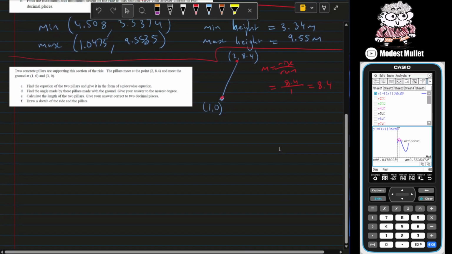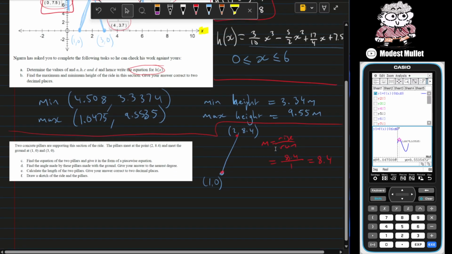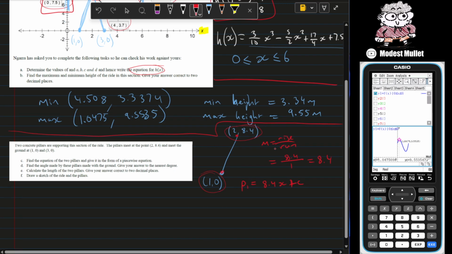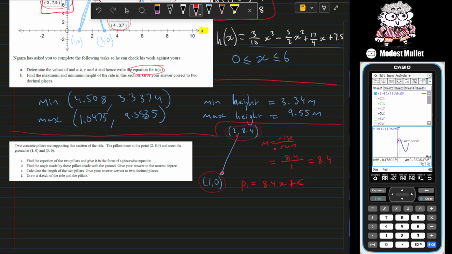Nice and easy. From here, we know now that, let's call it y1 for the first pillar, or let's actually call it p1. P1 is equal to m, which is 8.4, x plus c. And from here, we want to substitute in one of these 2 coordinates. We can either substitute in this, or we can substitute in that to figure out what our c value is. Let's use the 1, 0, because that's going to make our life a whole lot easier.